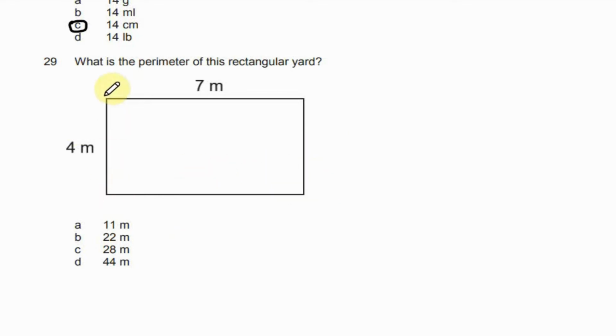So if from here to here is 4, then we know that from here to here must also be 4 meters. If from here to here is 7 meters, then down here, the length from here to here must also be 7 meters. Now we can add up the lengths of all the sides. So 4 plus 7 is 11, plus 4, that's 15, plus 7, that's 22. So therefore the perimeter right here would be 22. Remember, guys, perimeter requires you to add up the length of each of the sides. That's what perimeter is all about.